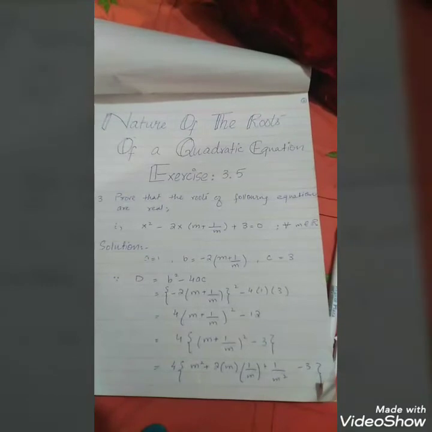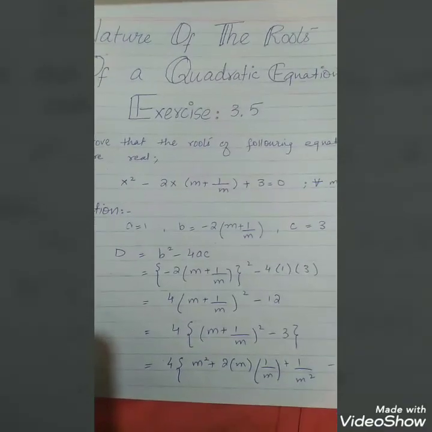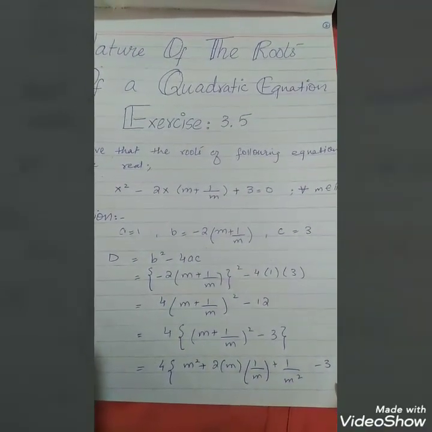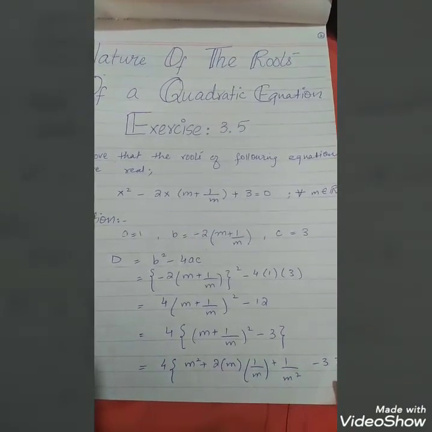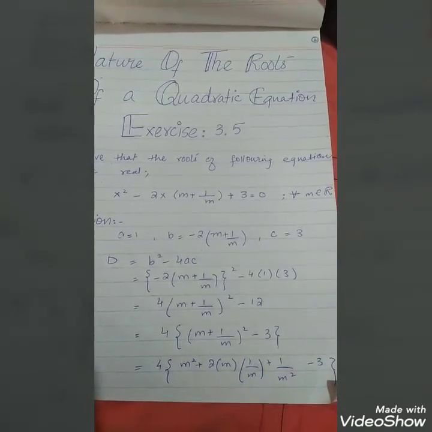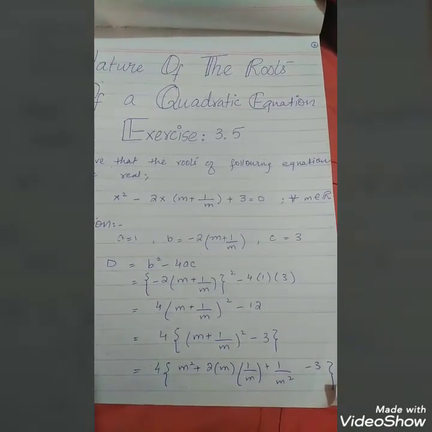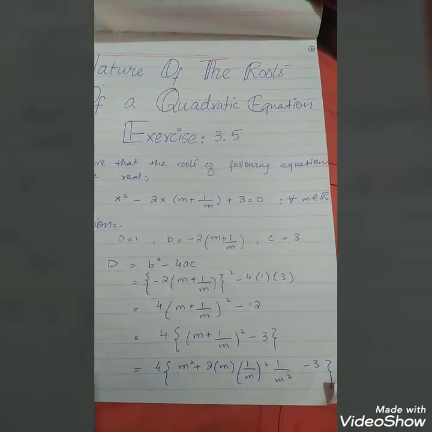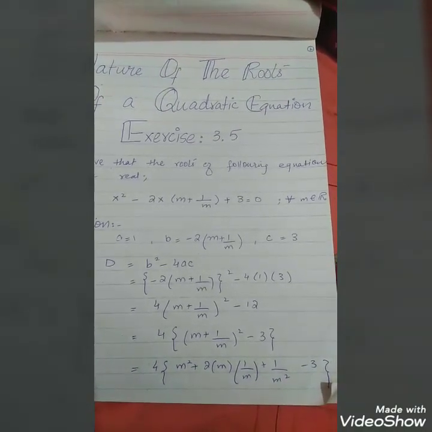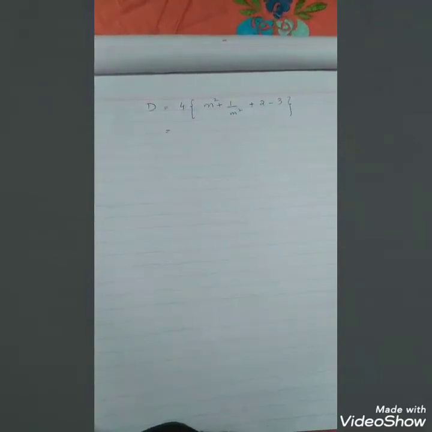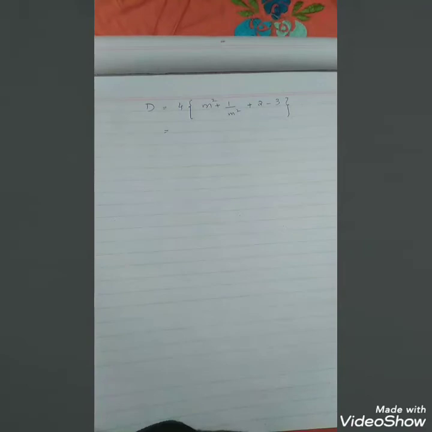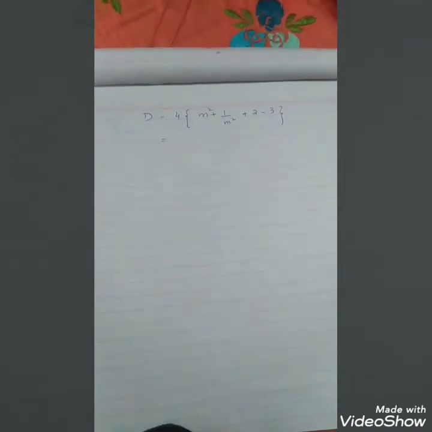Now m plus 1 upon m whole square can be opened by using the formula of a plus b whole square, which is a square plus 2ab plus b square, and in place of a we have m, in place of b we have 1 upon m, right? Now you can see in the second term that we can cancel m from the numerator with the m in the denominator. By doing so, the equation has turned to 4 into m square plus 1 upon m square plus 2 minus 3, and the bracket is closed.